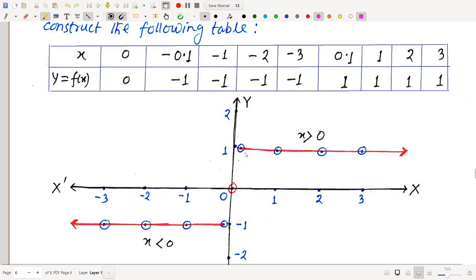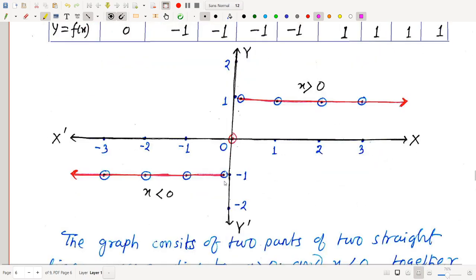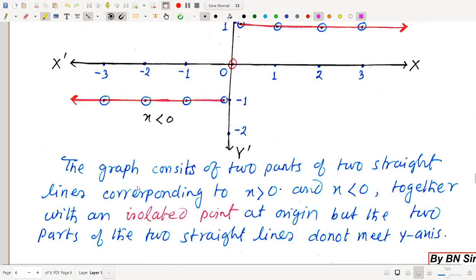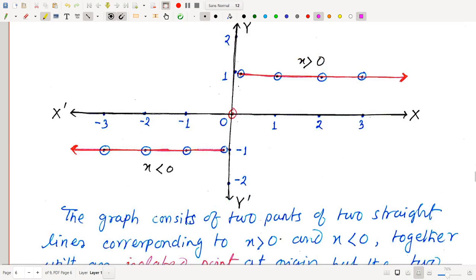So the graph consists of two parts of two straight lines. This is a part of a straight line, like a right ray, and this is a part of a straight line, like a left ray, and the origin is also a point on the graph. So the graph consists of two parts of two straight lines corresponding to x greater than 0 and x less than 0, together with an isolated point at the origin, but the two parts of the two straight lines do not meet the y-axis. You cannot join this with the y-axis.